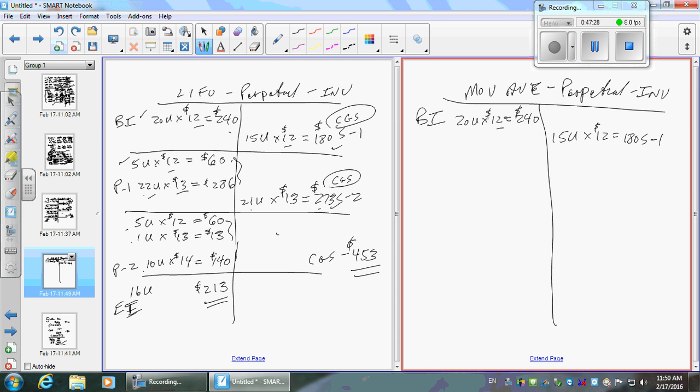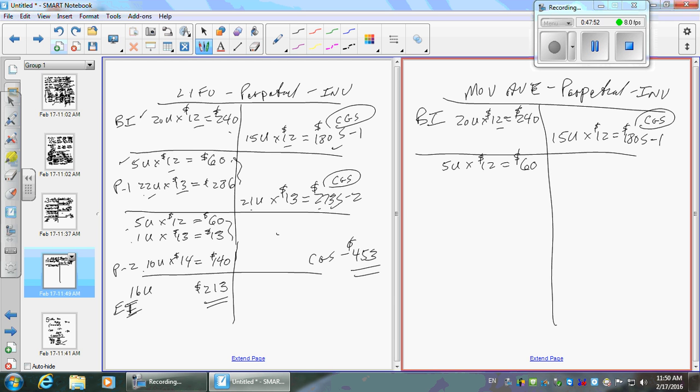180. Debit what? Cost of goods sold. Credit what? Merchandise inventory. All right, okay. What do I have left? 5 units. What did they cost me? $12. How much is that? 60. Now, again, if the beginning inventory was different, it would have been different numbers than the other one, right?